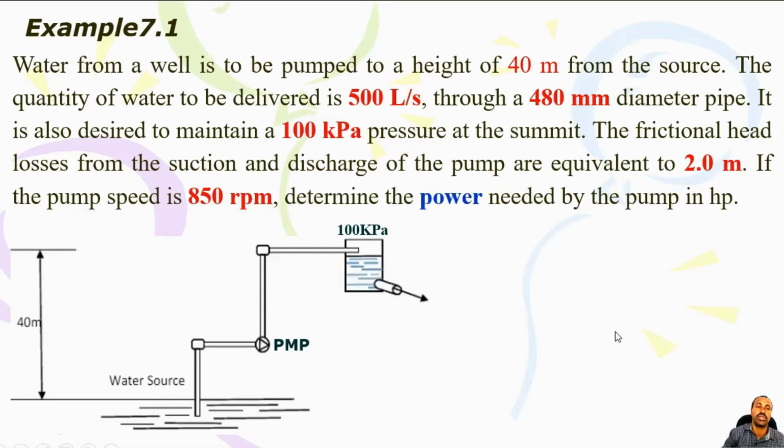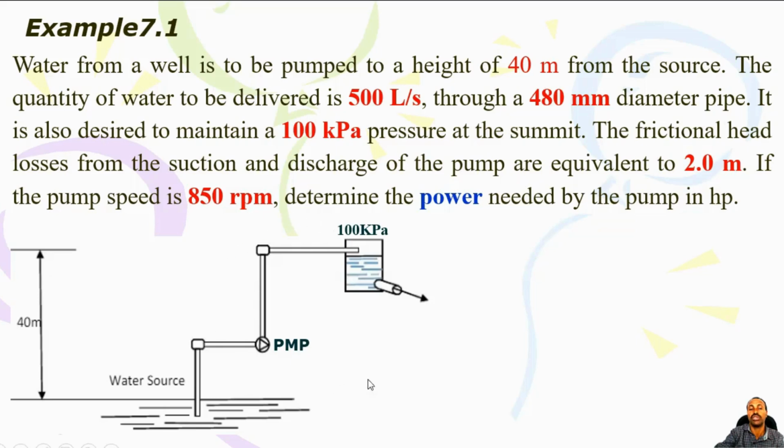The first example: water from a well is to be pumped to a height of 40 meters from the source, and the quantity of water to be delivered is 500 liters per second through a 480 millimeter diameter pipe. It is also desired to maintain 100 kilopascal pressure at the summit. The frictional head losses from the suction and discharge of the pump are equivalent to 2 meters. If the pump speed is 850 revolutions per minute, determine the power needed by the pump in horsepower.